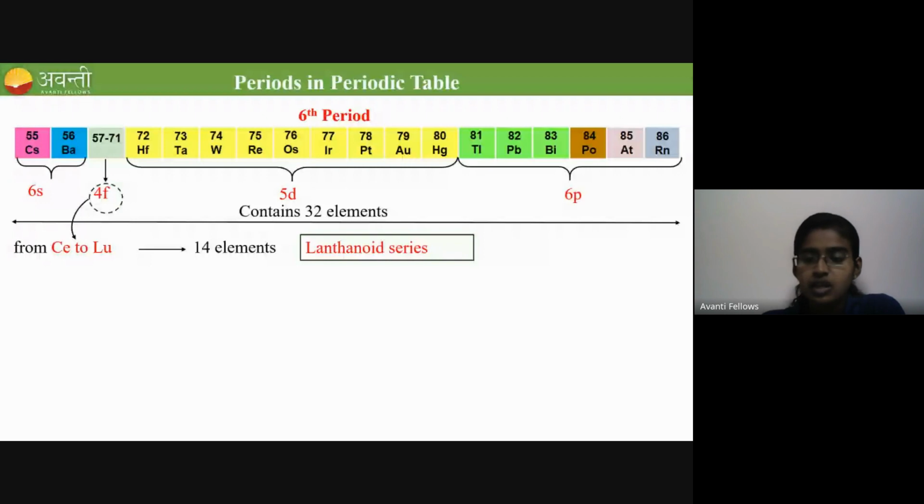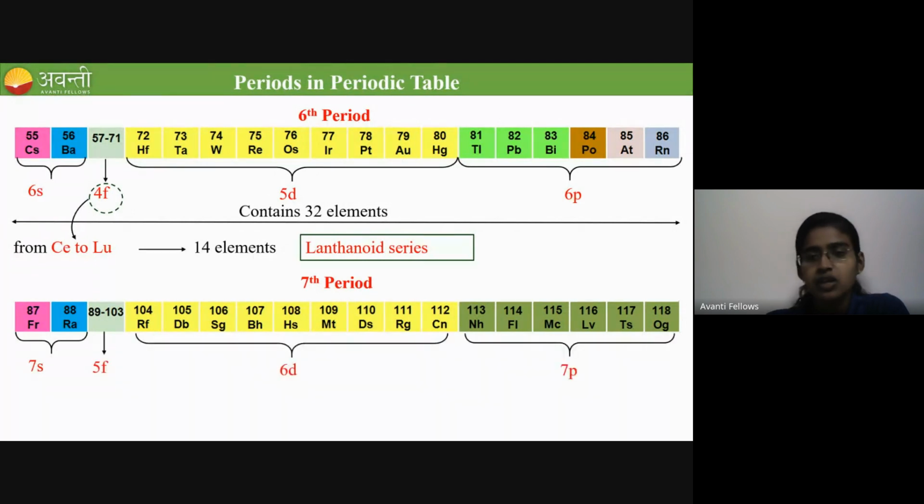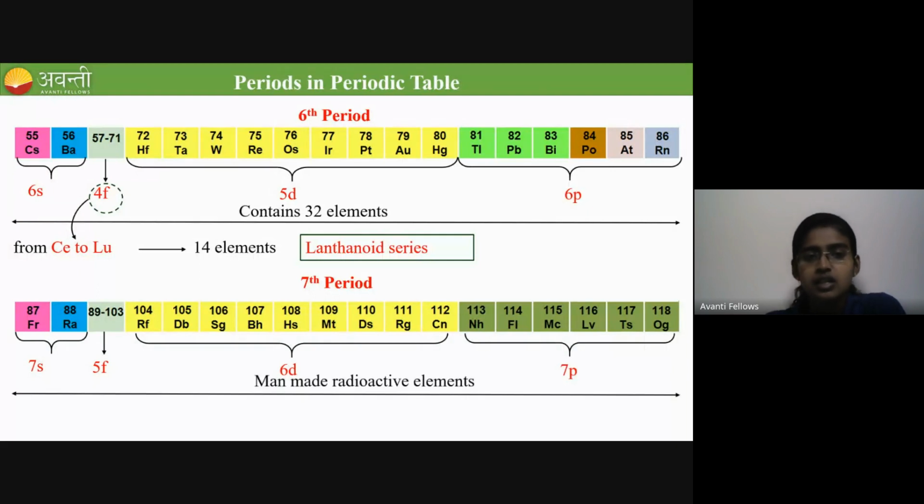Now coming to the last period of the periodic table, that is the seventh period. Seventh period elements are also visible to you on the screen. Here the 7s orbital and then 5f, then 6d and 7p orbitals are going to be filled. Some man-made radioactive elements are also there in this period. Actually, all the elements present in this period are man-made radioactive elements only.